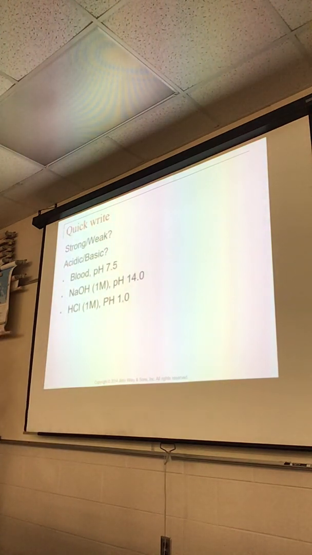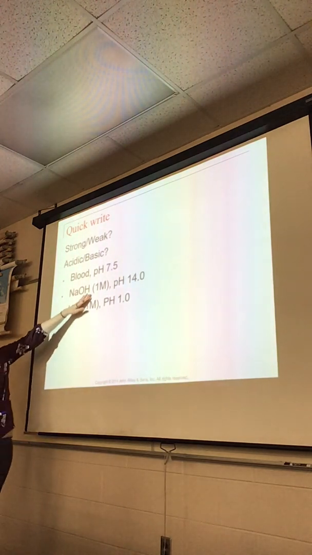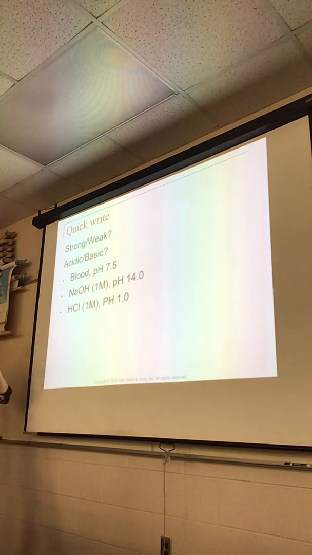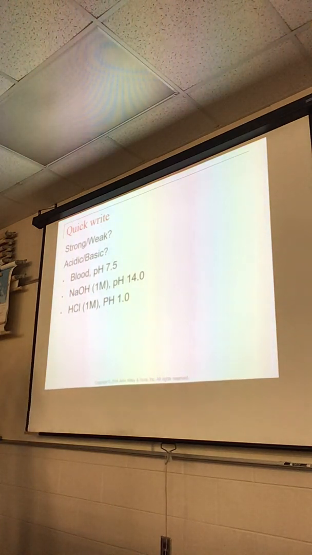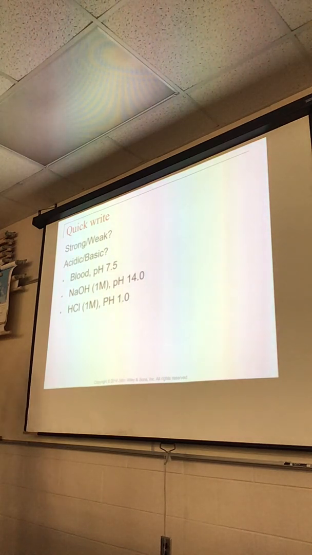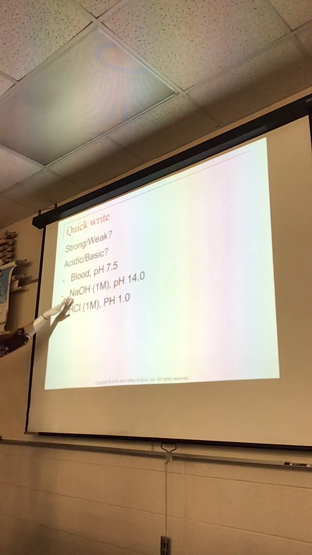So, blood has a pH of 7.5. How would you consider that based on a pH scale? How would you describe blood? Neutral. Sodium hydroxide, a 1 molar solution. How many particles does it have if it's a 1 molar solution? 6.023 times 10 to the 23rd particles. Yeah, it's a pH of 14.